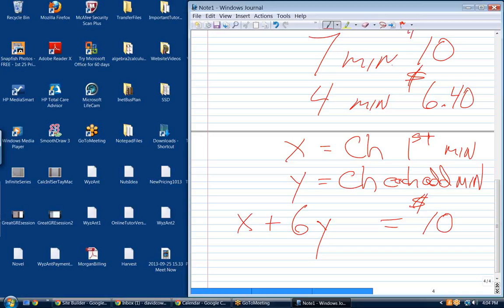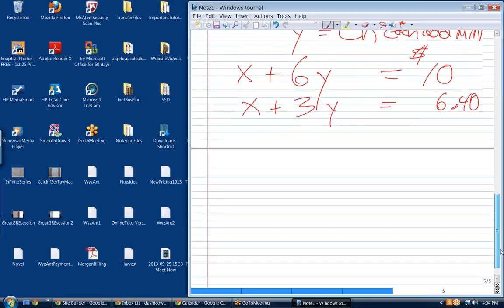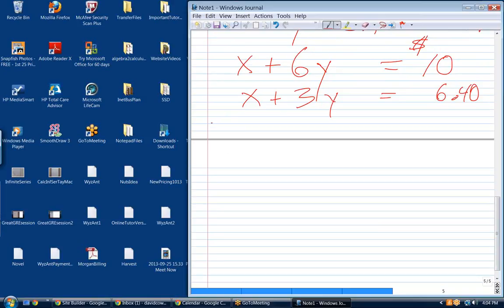Okay? That alone doesn't allow us to solve anything because notice we have 2 variables, 1 equation, there's an infinite number of solutions. So the second information gives us a second equation. What's that equation going to be? x plus 3y is equal to 6.40. What's the best way to solve these 2 equations and 2 unknowns?